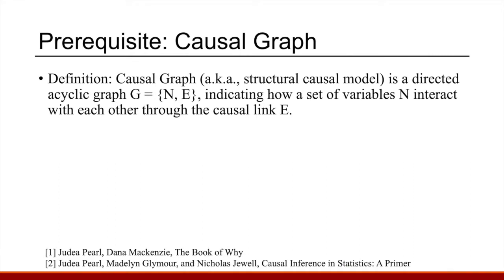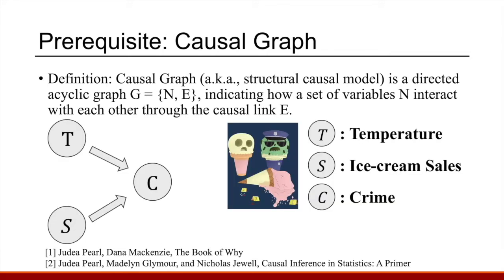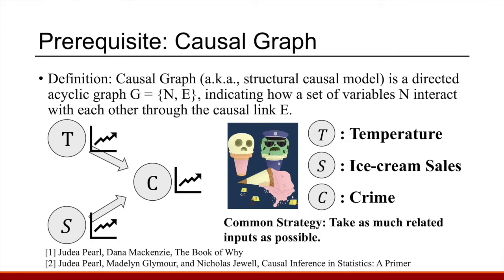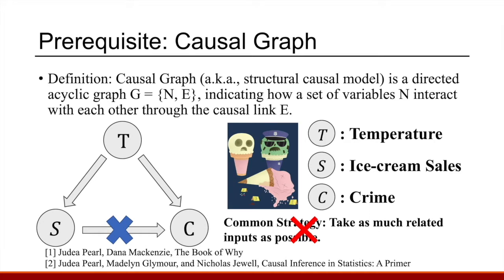To get started, I will introduce the concept of causal graph first. To understand why we need a causal graph, we should point out a common misunderstanding in data science. The input data is not the more the better. The problematic inputs can cause a prediction taking the false shortcut. Here is an example. To predict the crime rate, if we take all the related inputs, the ice cream sales and the temperature, the model could take the shortcut from S to C, which doesn't make sense. Why is it happening? Because in the summer, the temperature will increase, which causes the ice cream sales and the crime rate to increase as well.